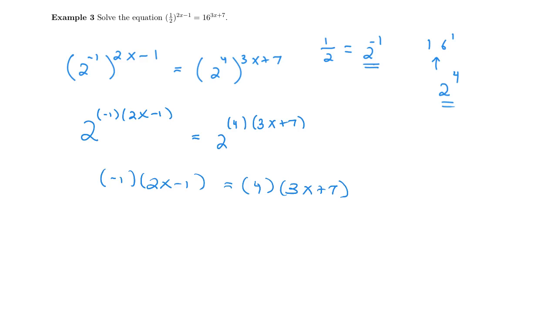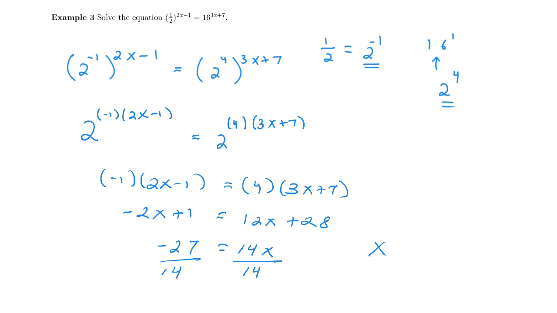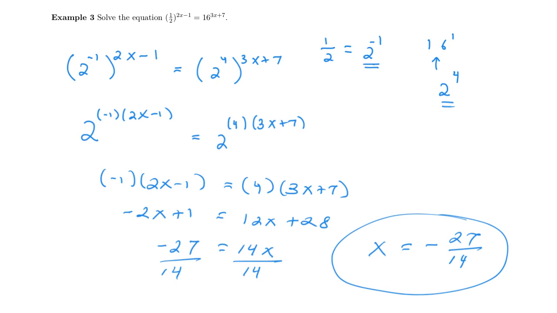A really simple linear equation. I'll distribute the negative 1, and I'll distribute the 4, and all I have to do now is add 2x to both sides and subtract 28. I'll divide both sides by 14, and here is my answer. x is equal to negative 27/14. So not as obvious of an answer to guess, but that one number, when you go back to the original equation, should make the left side equal the right side. So try it out if you'd like, but here's our solution.